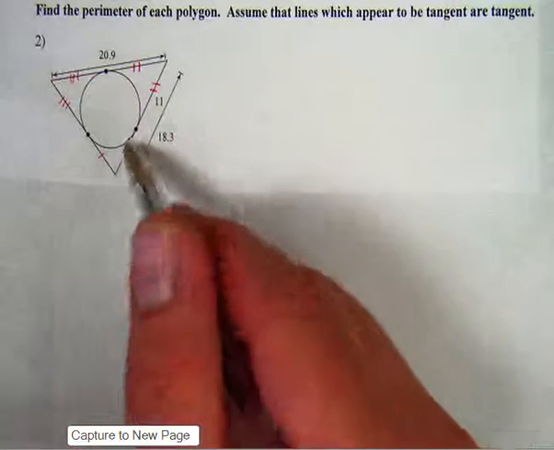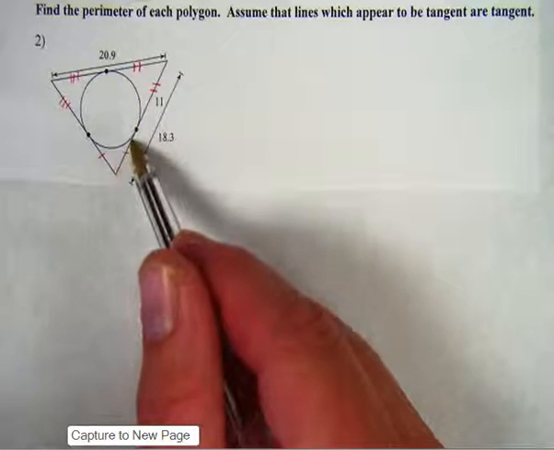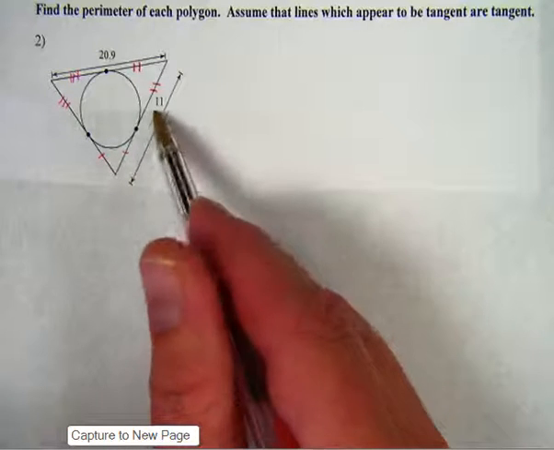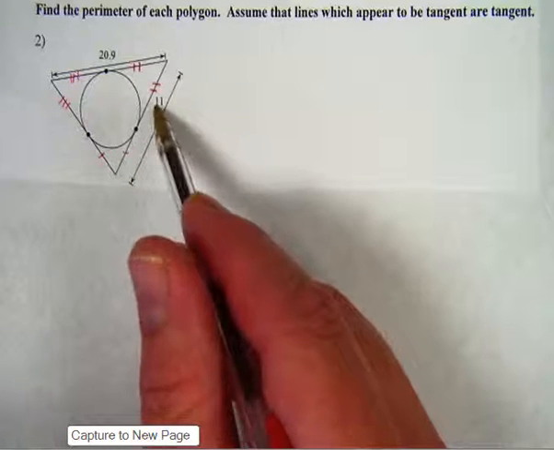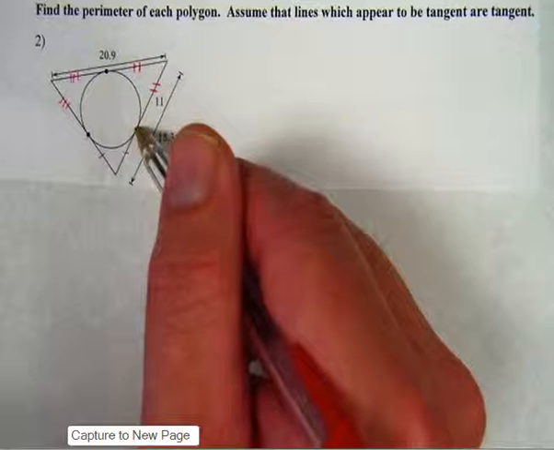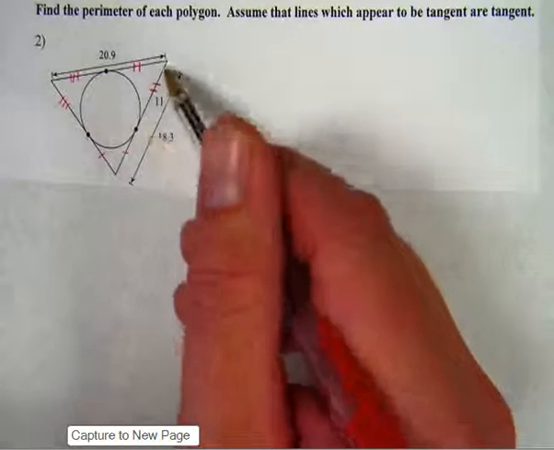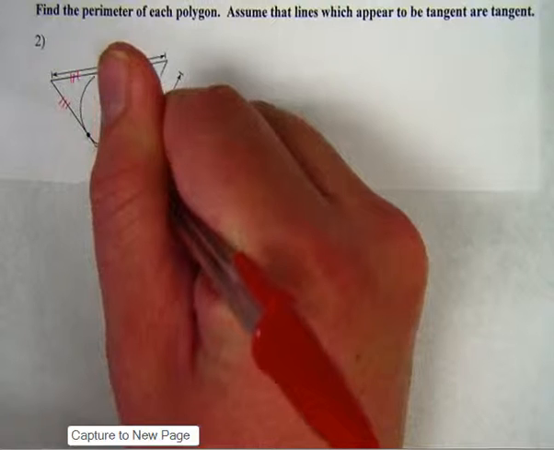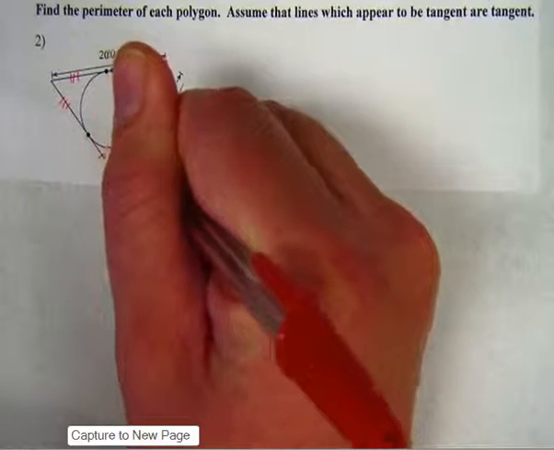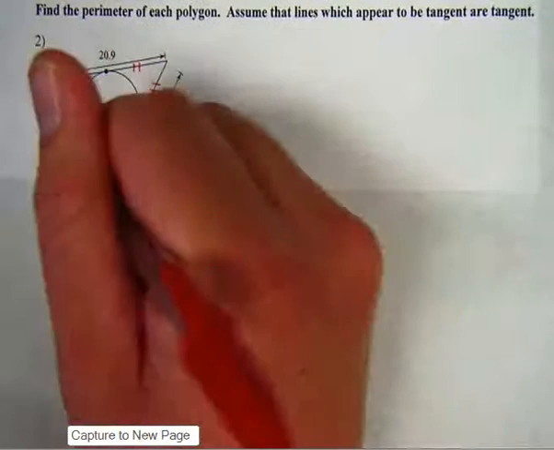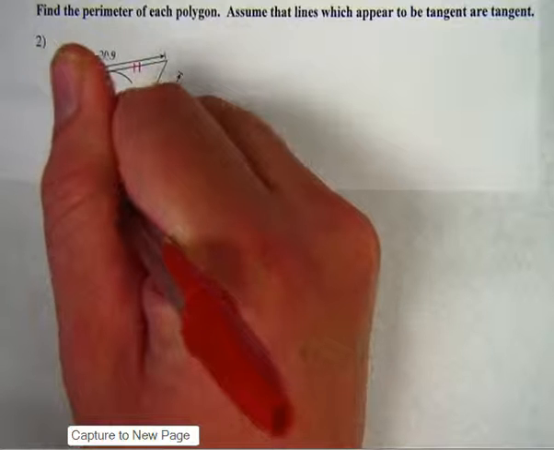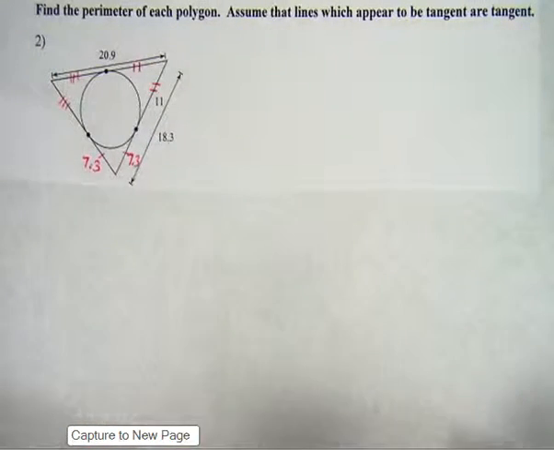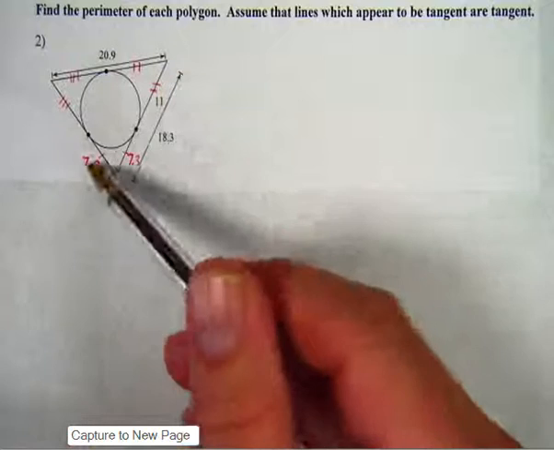So let's start with this distance right here. I know that the entire distance is 18.3, and I know that this distance is 11, so the question becomes, what do I add to 11 to get 18.3? And that must be 7.3. So if I know that that is 7.3, this must be 7.3 as well.